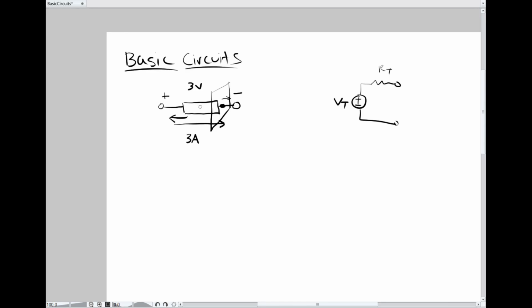Cool. So now we know how we describe these things. Keep in mind that this arrow has meaning. If I were to draw an arrow the opposite way and say 3 amps, that would mean the 3 amps would be going the other way. And if I were to draw the arrow this way and say minus 3 amps, these two things are the same.